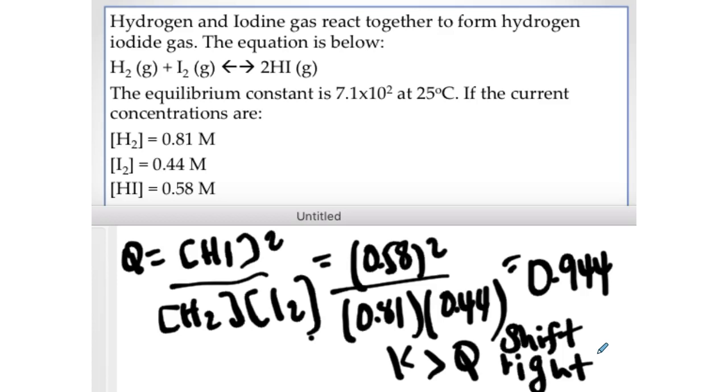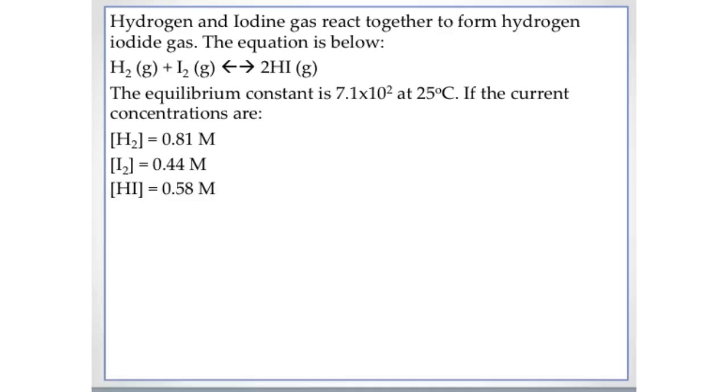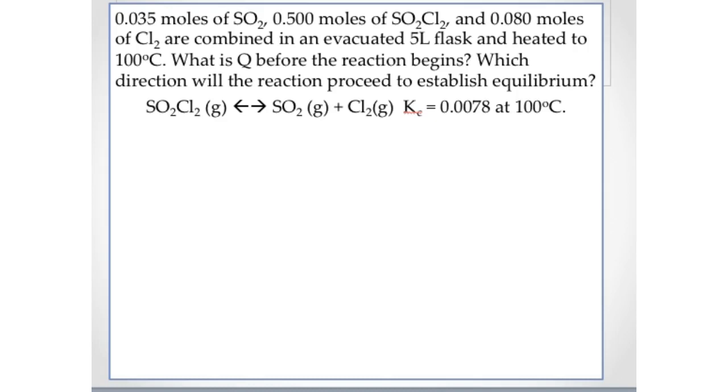I want you guys to try one. You guys try this next one, and tell me what you get. Pause this. Go ahead and pause it, and then go ahead and play.